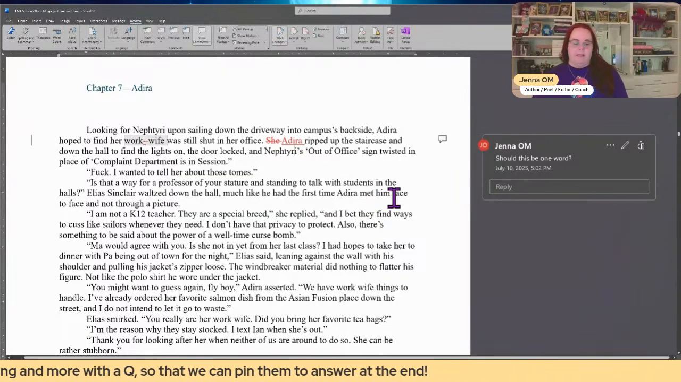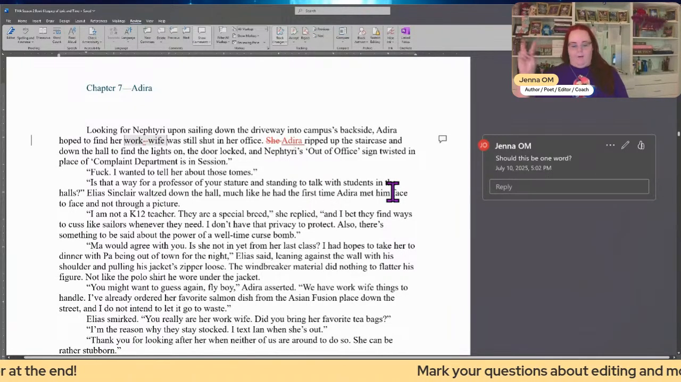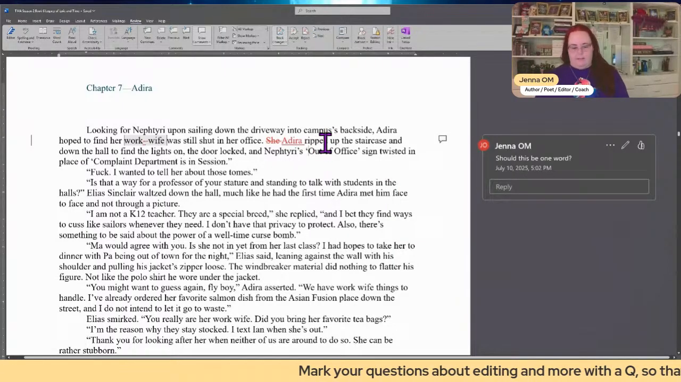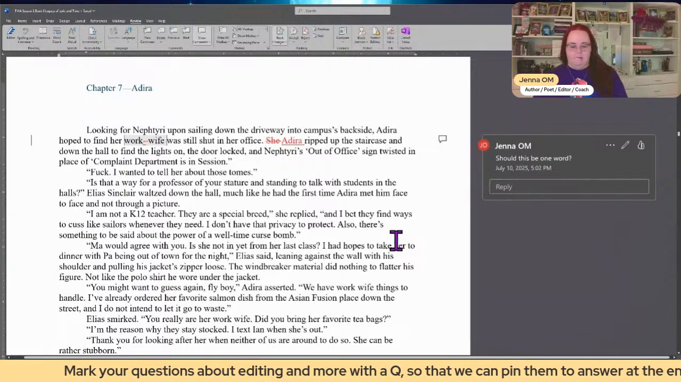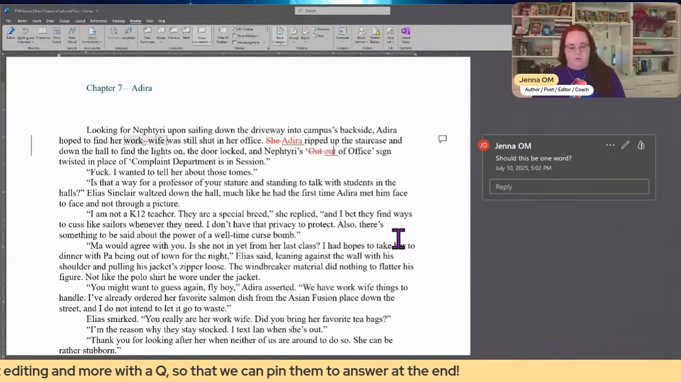So Adira ripped up the staircase and down the hall to find the lights on, the door locked, and Neftiri's out of office sign twisted. I'm going to lowercase these.